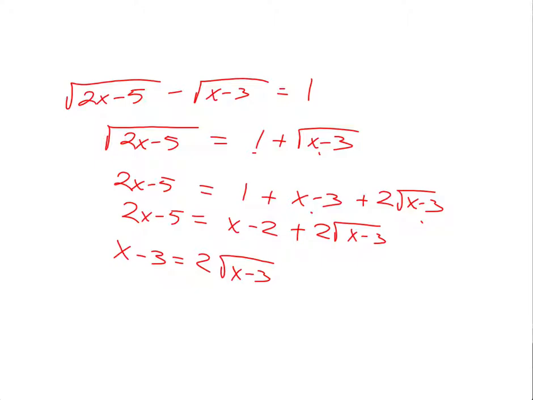Very good. What else? Divide by 2. So x minus 3 over 2 equals the square root of x minus 3. Then what? Square it. So I know my denominator is going to be 4. But again, in my numerator, what is it I'm squaring? A binomial, so I know it's got to be a trinomial. So I'm going to get x squared. I'm going to get plus 9.